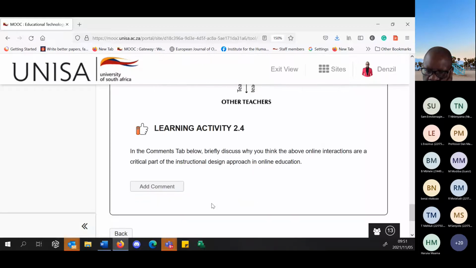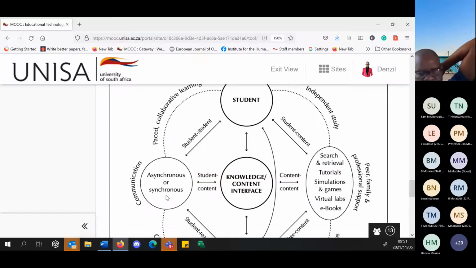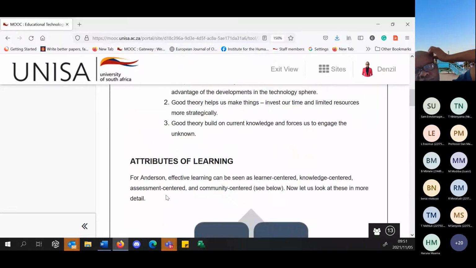Then there's a learning activity, colleagues, which I want you to do here. In the comments tab below, briefly discuss why you think the above online interactions are a critical part of the instructional design approach in online education. So think, colleagues, and I force you to think back into your own institutional context. Why, for example, do we need student-content interaction, student-teacher interaction, student-student interaction, as opposed to just lecture and the student just takes the information in? Why do we need that reversal of the system? Why do we need that holistic approach as part of this online design? Okay, and as I said, Anderson unpacks this quite nicely for us.